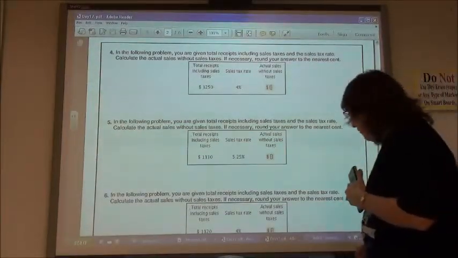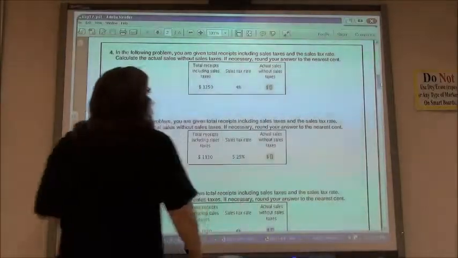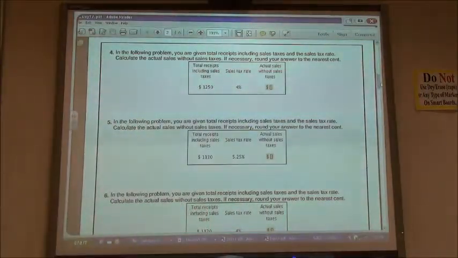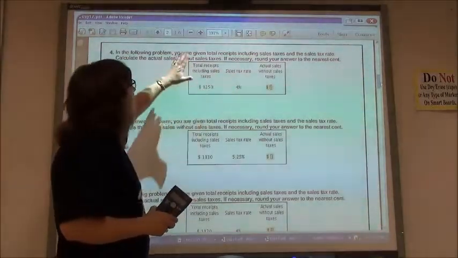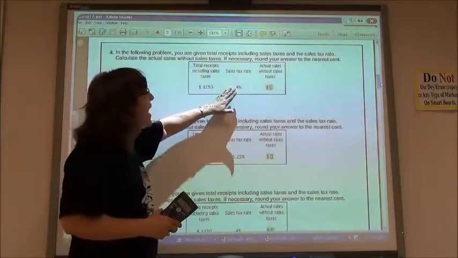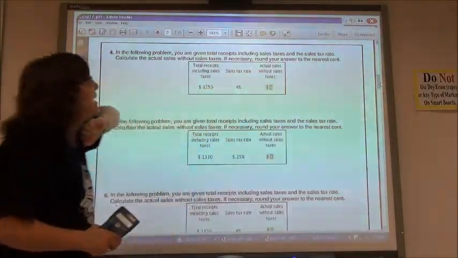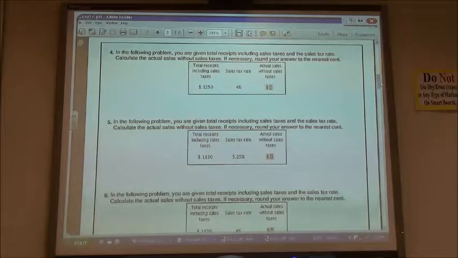Number 4, it says in the following problem you are given a total receipt including sales taxes and sales tax rate. Calculate the actual sales without sales tax. If necessary, round your answer to the nearest cent. So this is the total receipts that I have, including the sales plus the tax. I want to know what the actual sales are without the sales tax included.